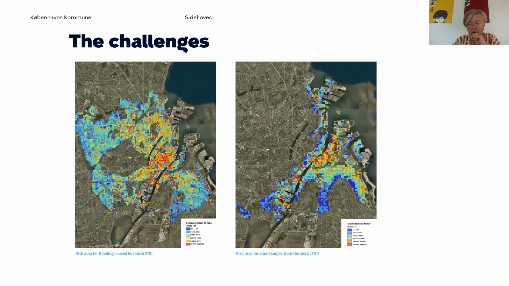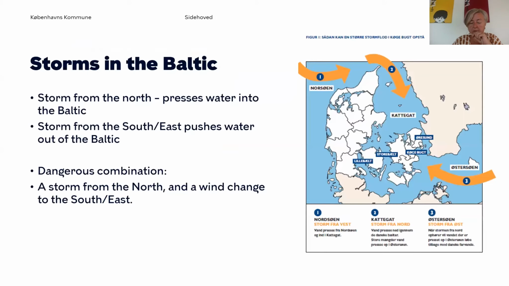Copenhagen is a relatively low-lying city, but we are relatively well protected against general sea level rise, at least when it stays below 1.5 meters. We don't have a lot of tide in the city of Copenhagen, so that's not an issue either. So our main risk will be from storms that will be pushing water into the Baltic Sea.